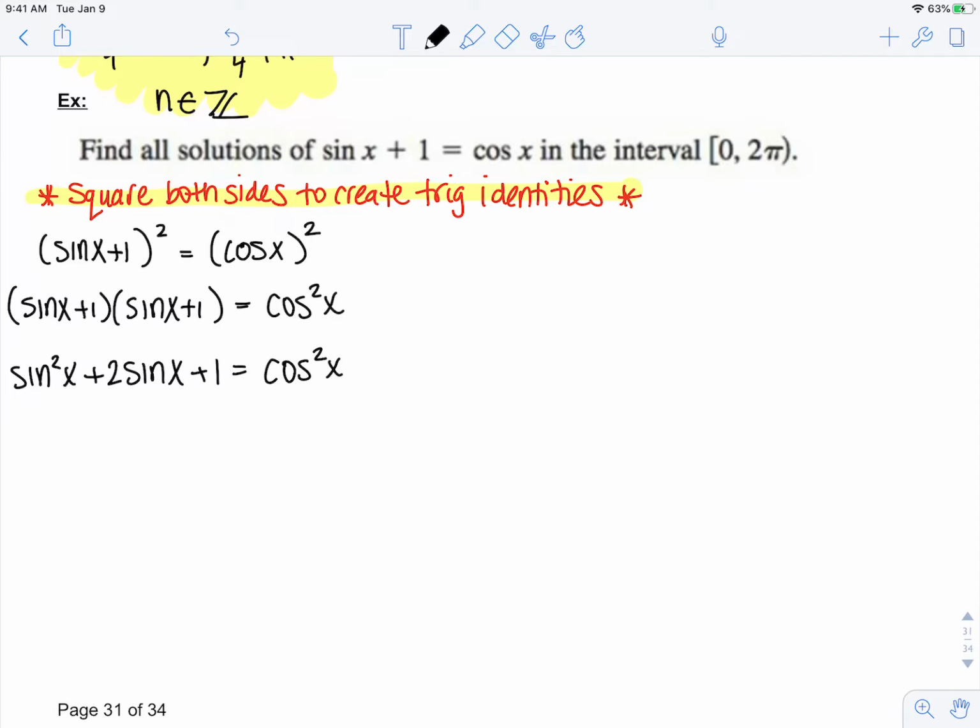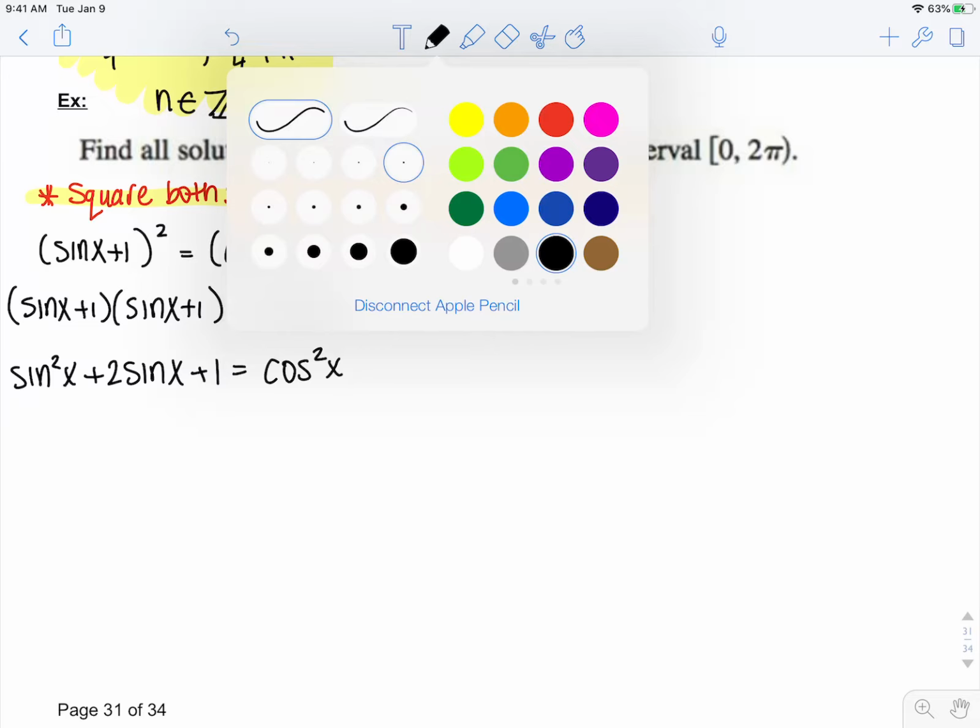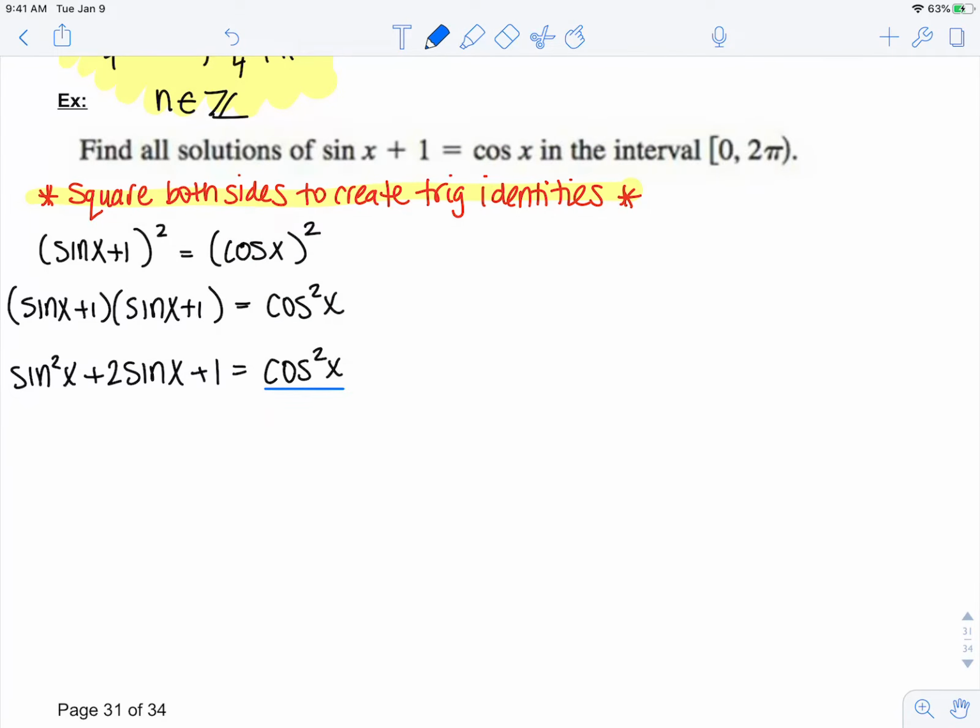So now we're getting things a little better because I can use this cosine squared x and a Pythagorean trig identity to change everything to be in terms of sine. So this becomes sine squared x plus 2 sine x plus 1 equals, and we know our Pythagorean trig identity, sine squared x plus cosine squared x equals 1, tells us that cosine squared x is 1 minus sine squared x. Now my equation is totally in terms of sine.